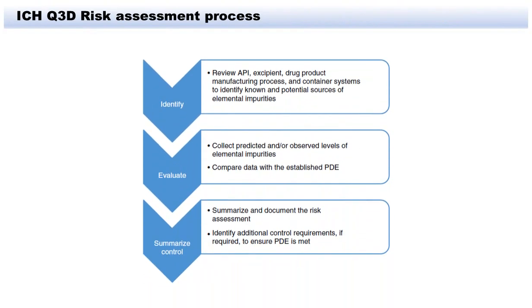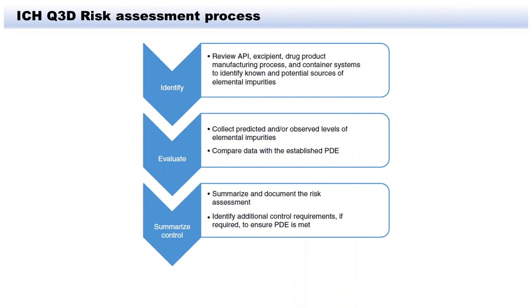The risk assessment process is divided into three steps: identify, evaluate, summarize and control. In the identification step, review the API, excipient, drug product manufacturing process and container systems to identify known and potential sources of elemental impurities. In the evaluation step, collect predicted or observed levels of elemental impurities and compare the data with the established PDE. In the summarize and control step, document the risk assessment and identify additional control requirements if required to ensure the PDE is met.